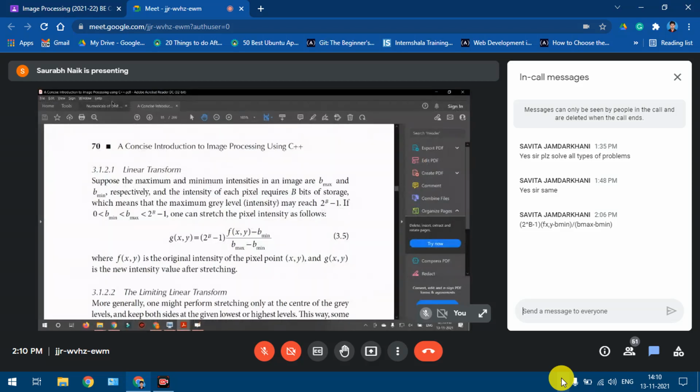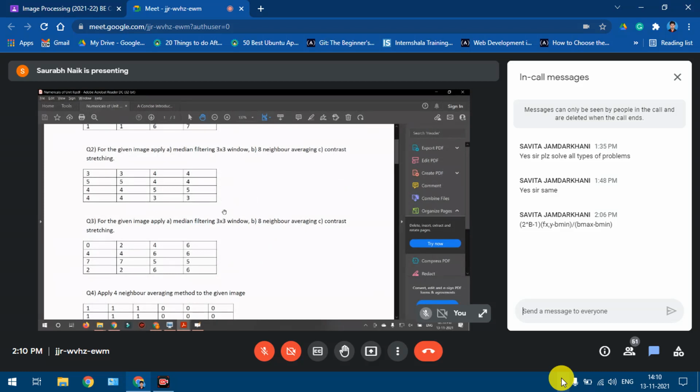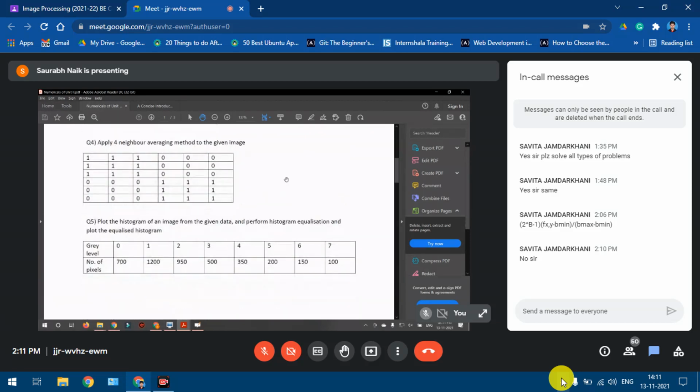Okay. And median filtering, 8 neighborhood averaging. Okay, 8 neighborhood averaging, you just have to take, instead of the 4 neighbors, you would have to take 8 neighbors. Do you want me to solve that with 8 neighbors? This particular question. Okay. Neighborhood averaging, contrast stretching, apply neighborhood averaging method.